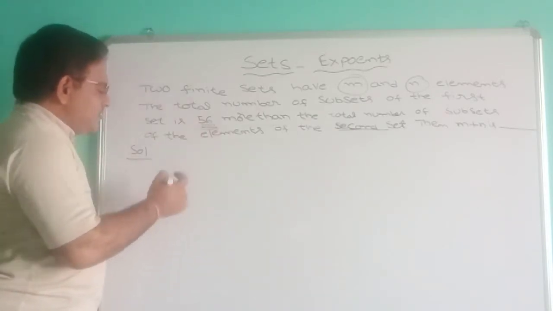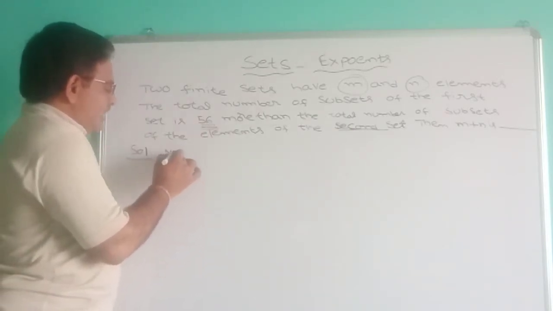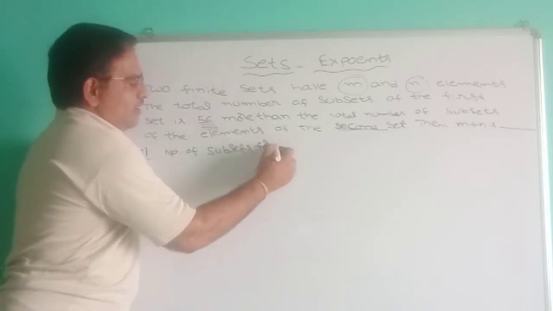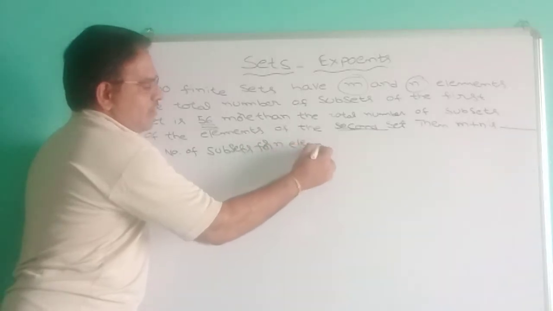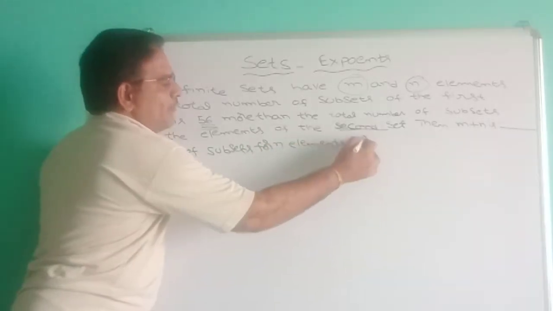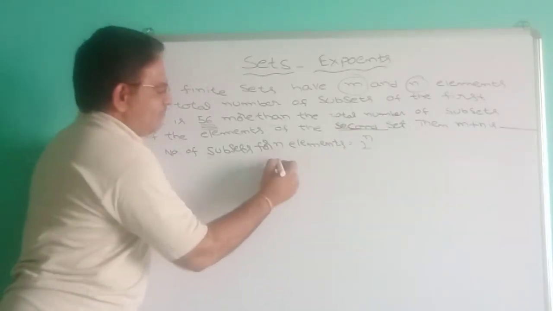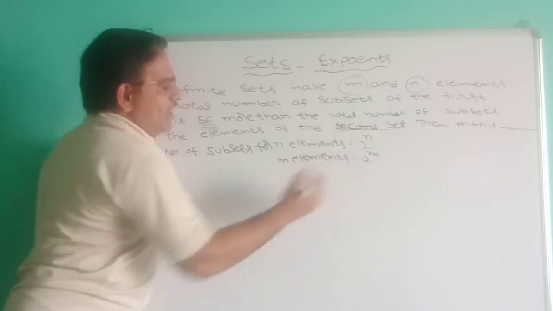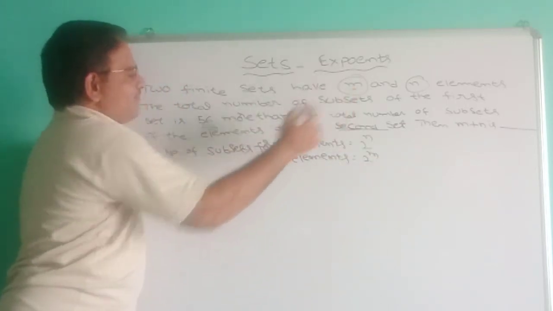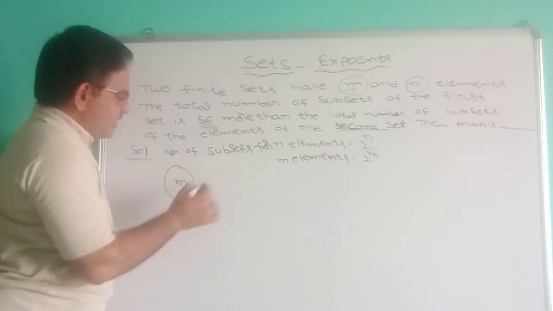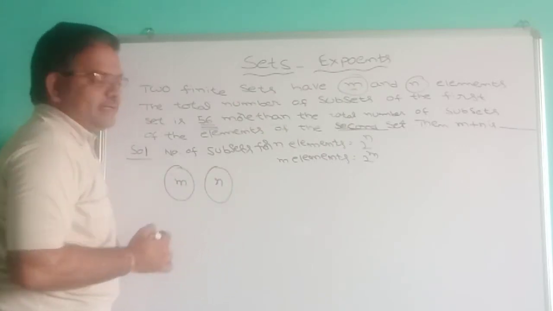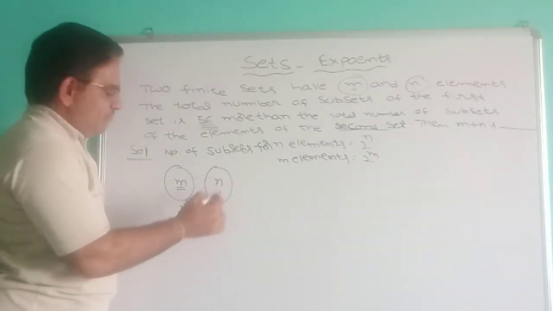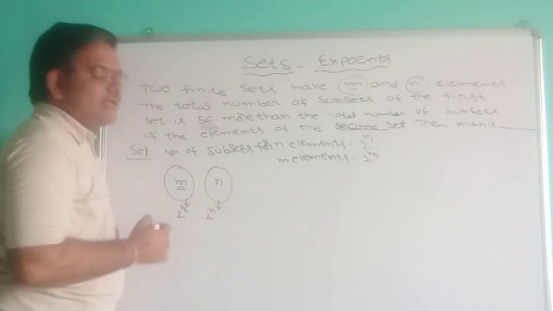How to solve it? First, note down the number of subsets for n elements, equal to 2 power n. In the same way, for m elements it is 2 power m. Here m is the first set, with m elements, and here n elements are there. So m elements means 2 power m subsets, and n elements means 2 power n subsets.